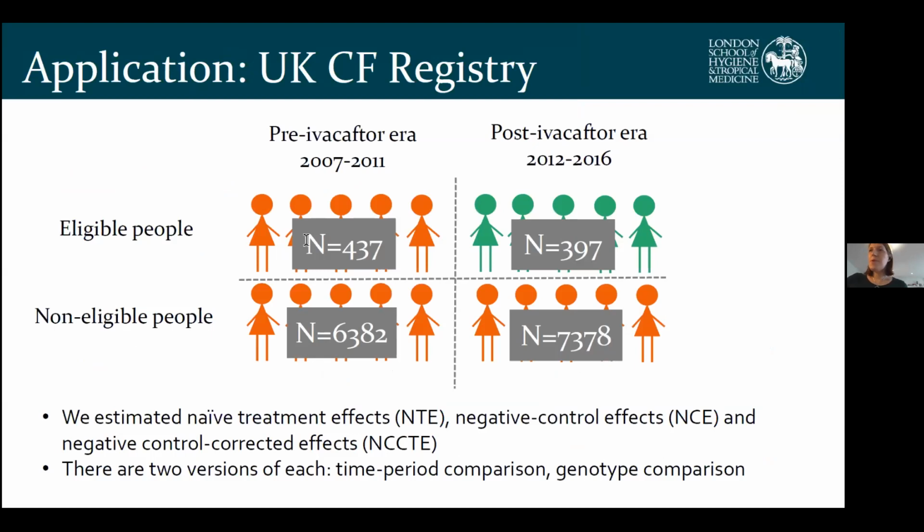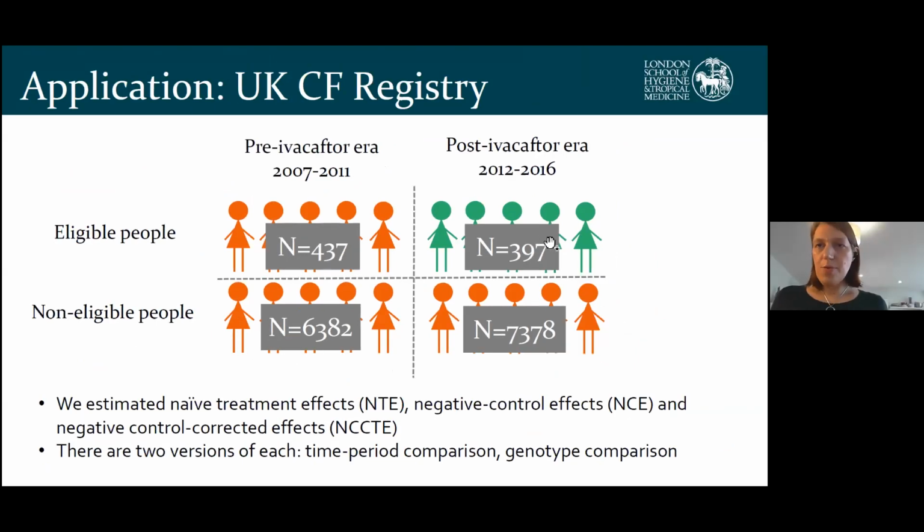So lastly, in the last few minutes, I will just tell you about how we applied this to the CF data. So these are the numbers of people that we had in our four groups. People in this eligible genotype group, that's a relatively small group, as I said at the beginning, around about 400 people in that group in the pre and post ivacaftor periods, and a much bigger group in the ineligible people. So we estimated all these various things using this data. We estimated naive treatment effects using the two different possible comparisons, the negative control effects and the negative control corrected effects. And yes, there are these two versions of each, using the time period comparison or the genotype comparison.